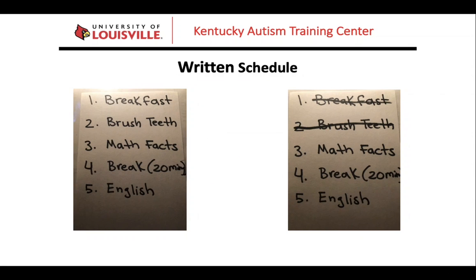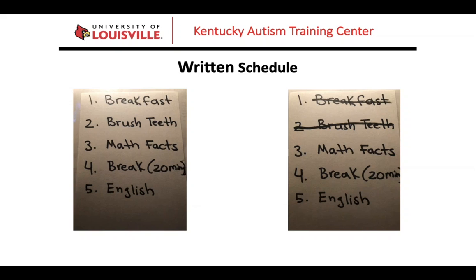This is an example of a written schedule. This individual does really well with having 5 items at a time. So if you look at this schedule, you can also see that they need to know when their break is and be reminded of how long that break is. So they're less concerned with how many math facts they're going to do or how long they'll be in English. Rather, they really need to know how long is the break and when does that happen.